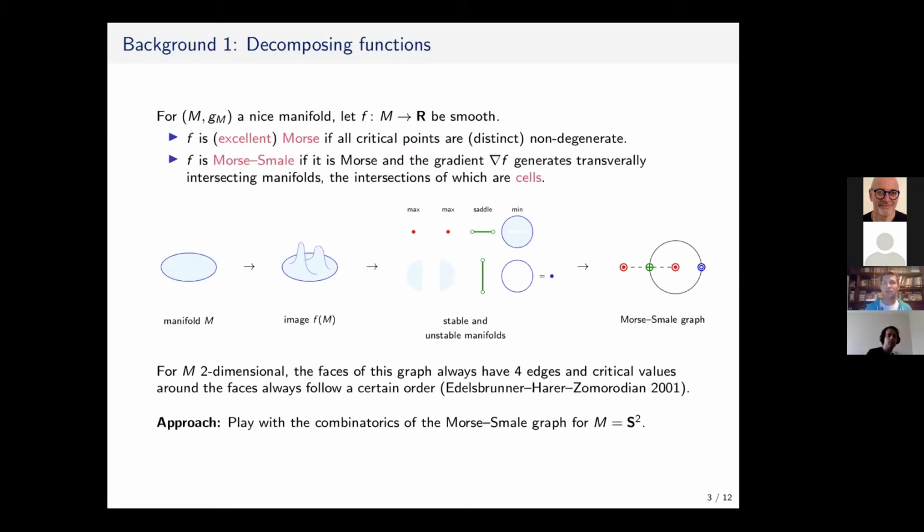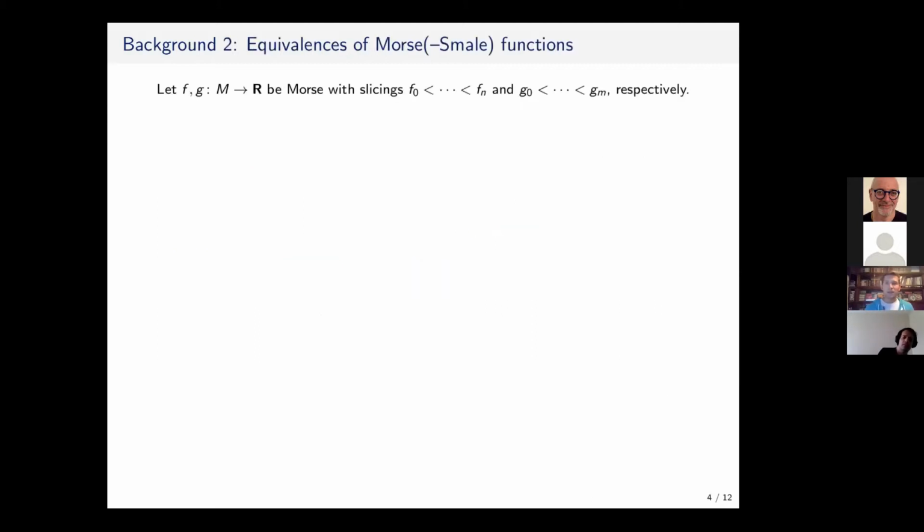So that was our initial approach, and we were thinking about Morse Smale graphs, Morse Smale functions on a sphere. So let me now talk about some equivalences of Morse and Morse Smale functions. If we just take two Morse functions with slicings f0 to fn and g0 to gm, where a slicing is a collection of regular values for the functions, where in between fi and fi plus 1 we have exactly one critical value, and we capture all critical values that way.